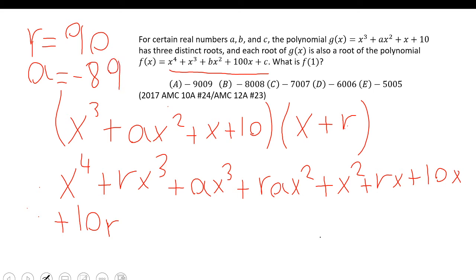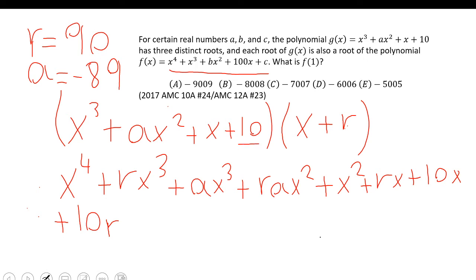Right? A is just negative 89. What else do we know? R is 90. A lot of information, right? R is 90. I have this constant. So C over here is a constant term, right? Since it has no other relation with X. There's no X term in C.